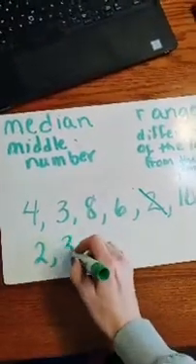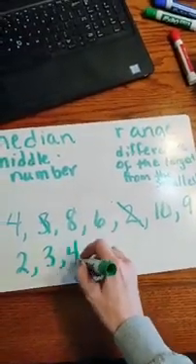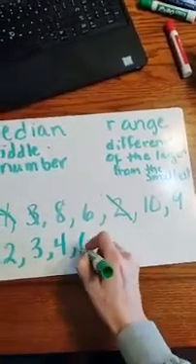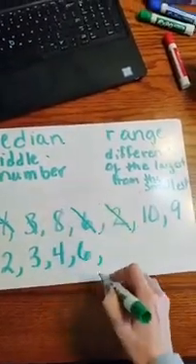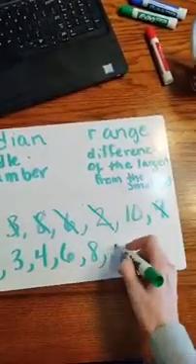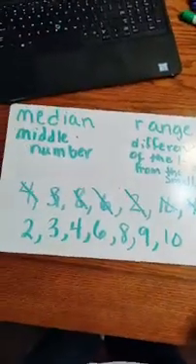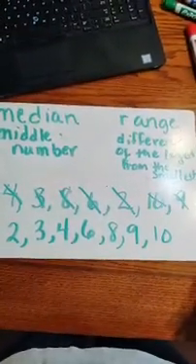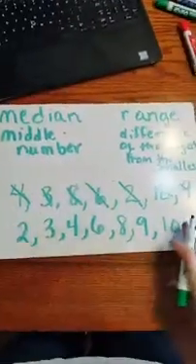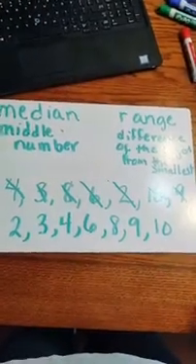Okay, and then 3, 4, 6, 8, 9, and 10. Okay, so I've put my numbers in order from least to greatest. Okay, that's very important when you're doing median. They need to be in order from least to greatest or greatest to least. It's not going to matter.